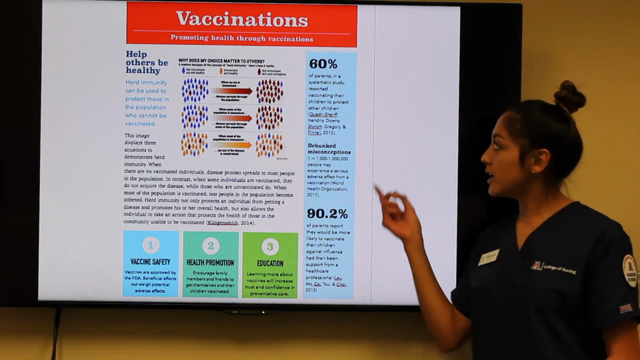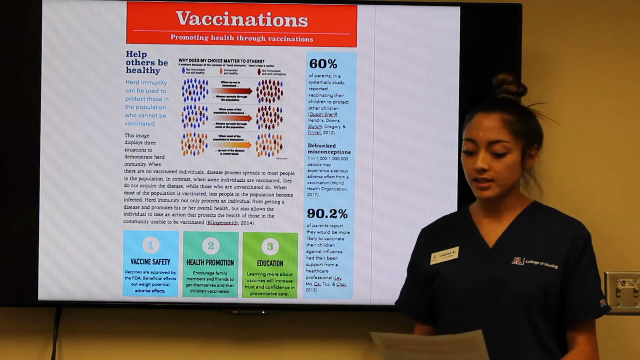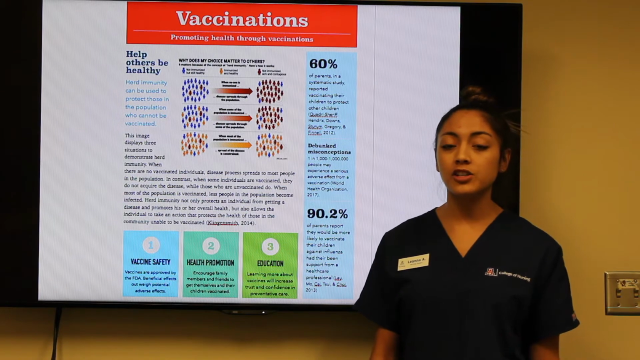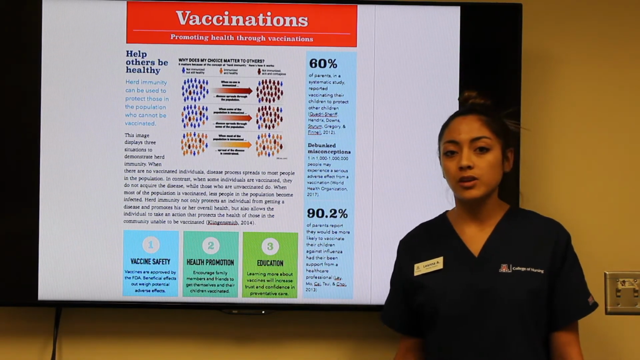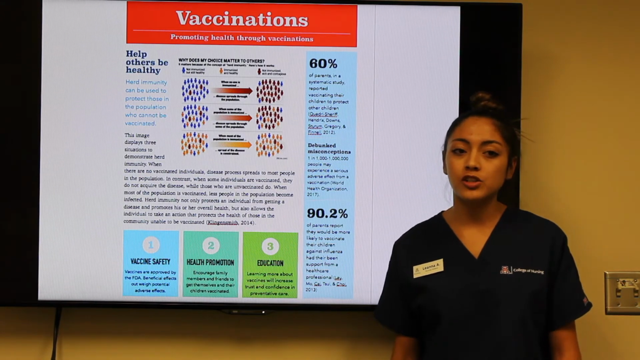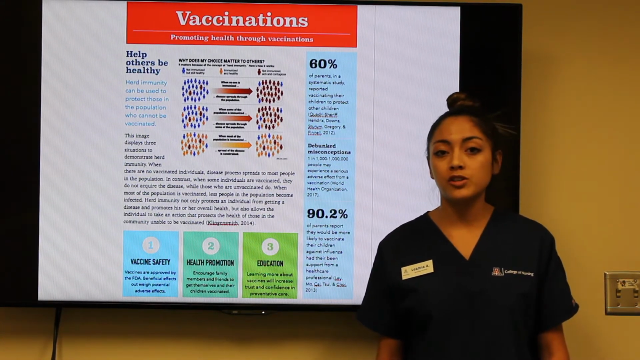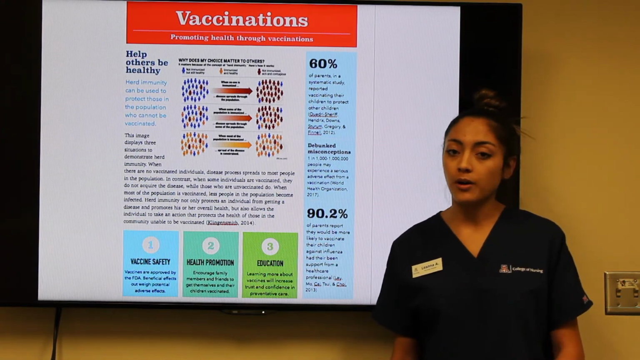On the right side of the handout, we have some more interesting facts. The first one states that 60% of parents in a systematic study reported vaccinating their children in order to protect other children in the community. This really goes along with herd immunity. It demonstrates that these people were probably aware that vaccinating their own children not only protects them but also other children in the community.